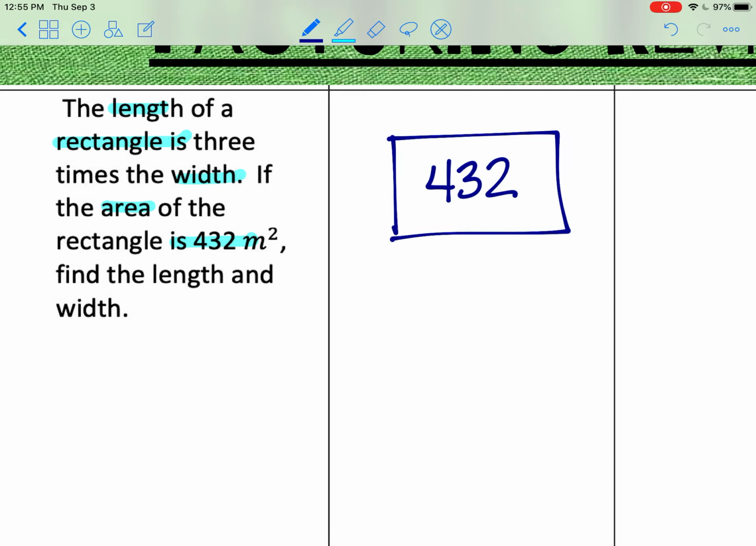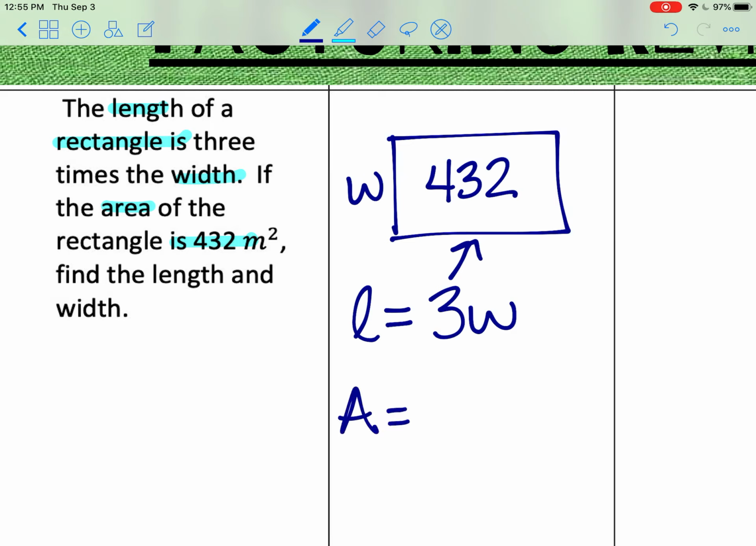Okay, so let's see what we know about length and width here. It says length of a rectangle is, so there's that magic word is. So we know we're going to say length is 3 times the width. So 3 times the width, that goes here in terms of our length. It does not say anything else about the width, so we will just use W for width.